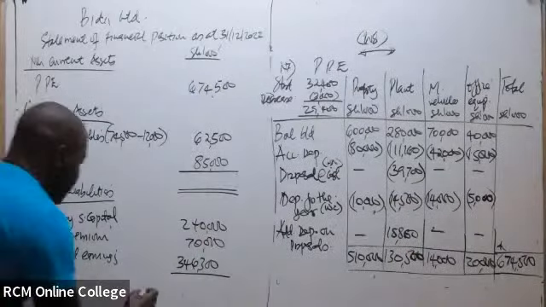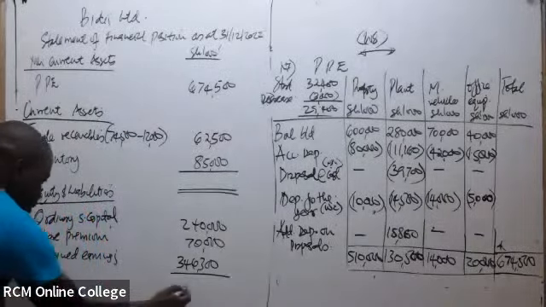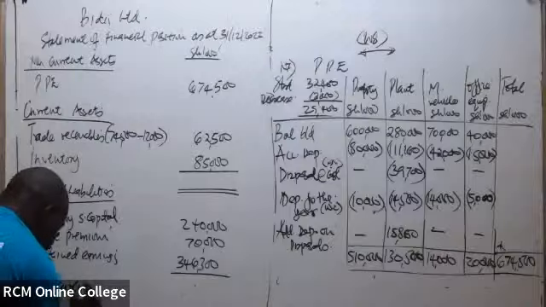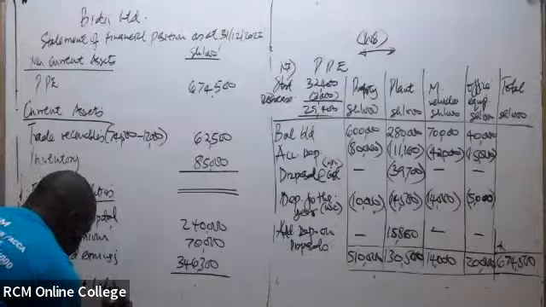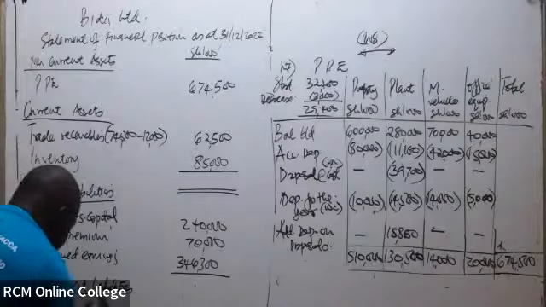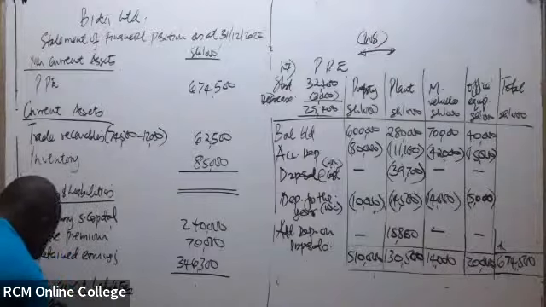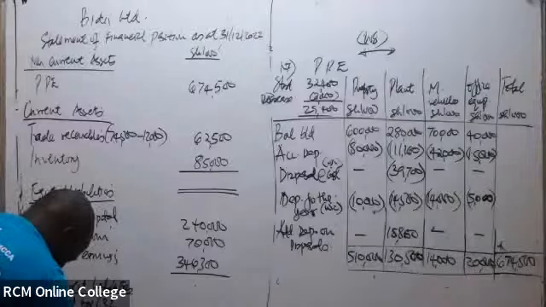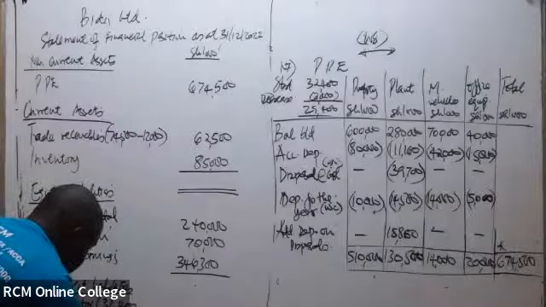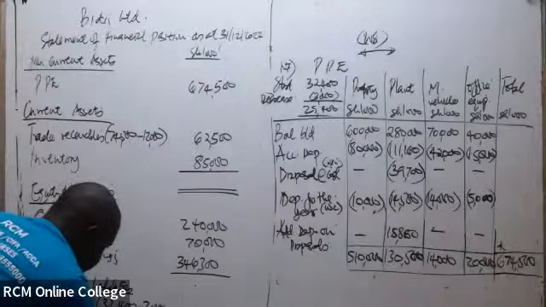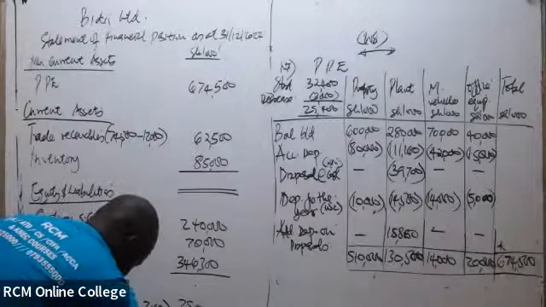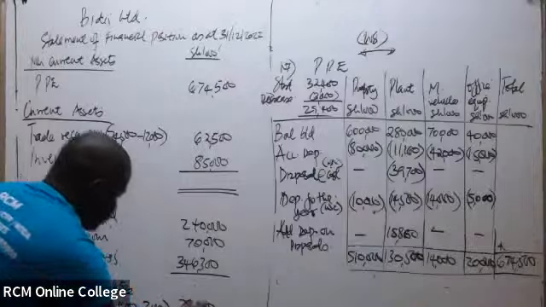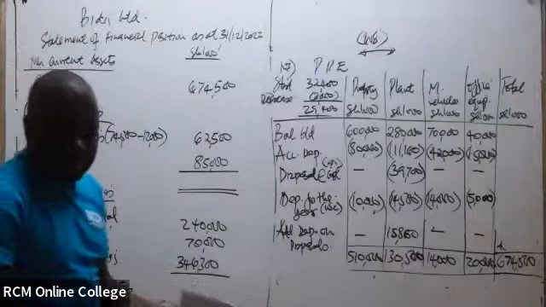So in this case, the non-current liabilities, we have deferred tax, which in this case will be 32,400 minus 3 million, which ends up being 29,400. So we don't have any other non-current liability.